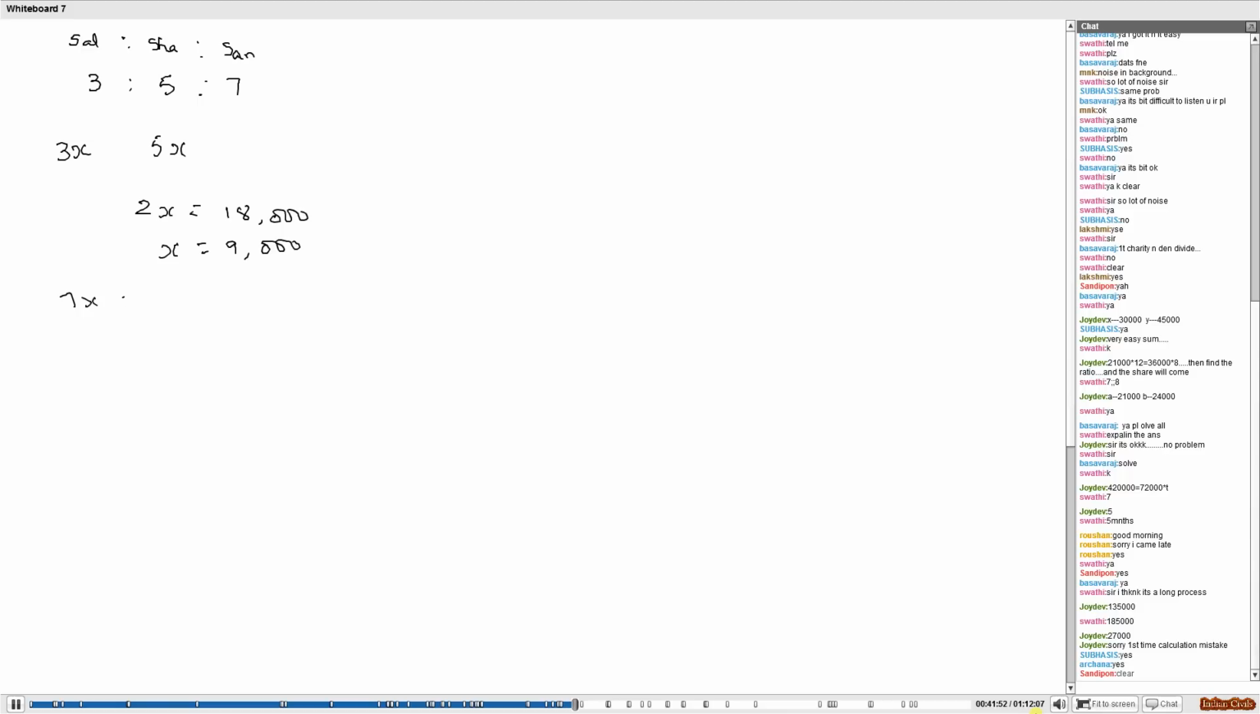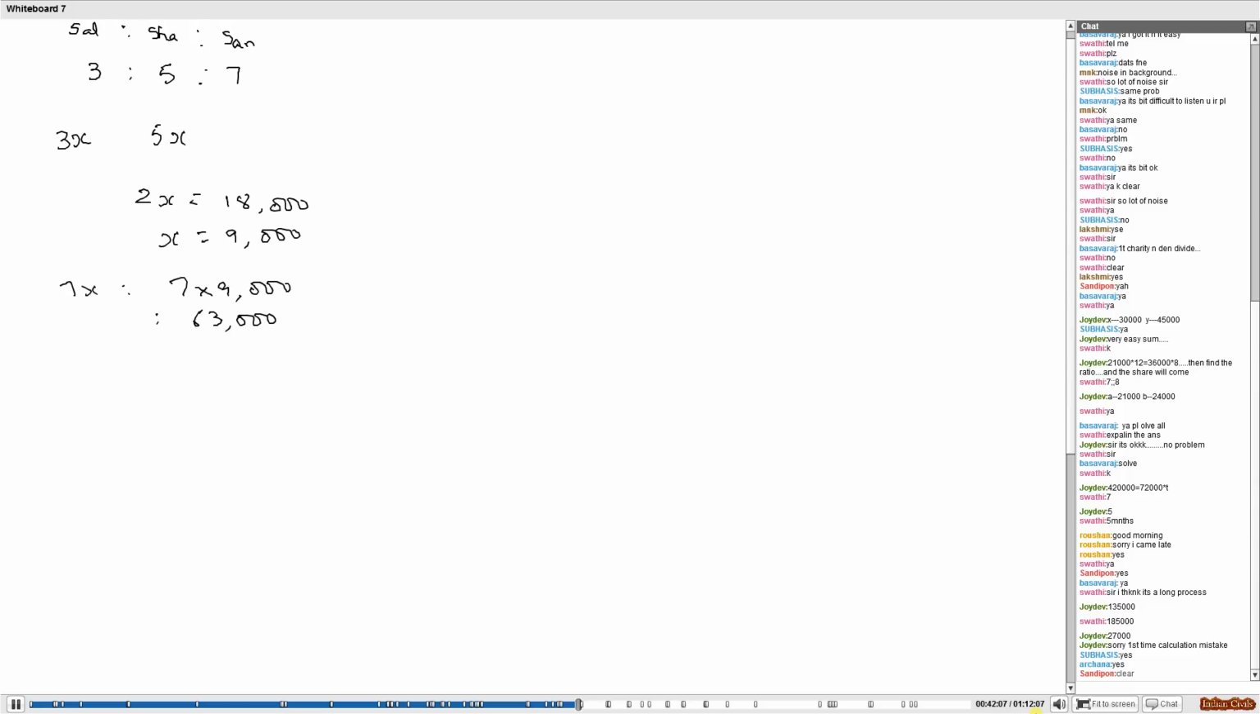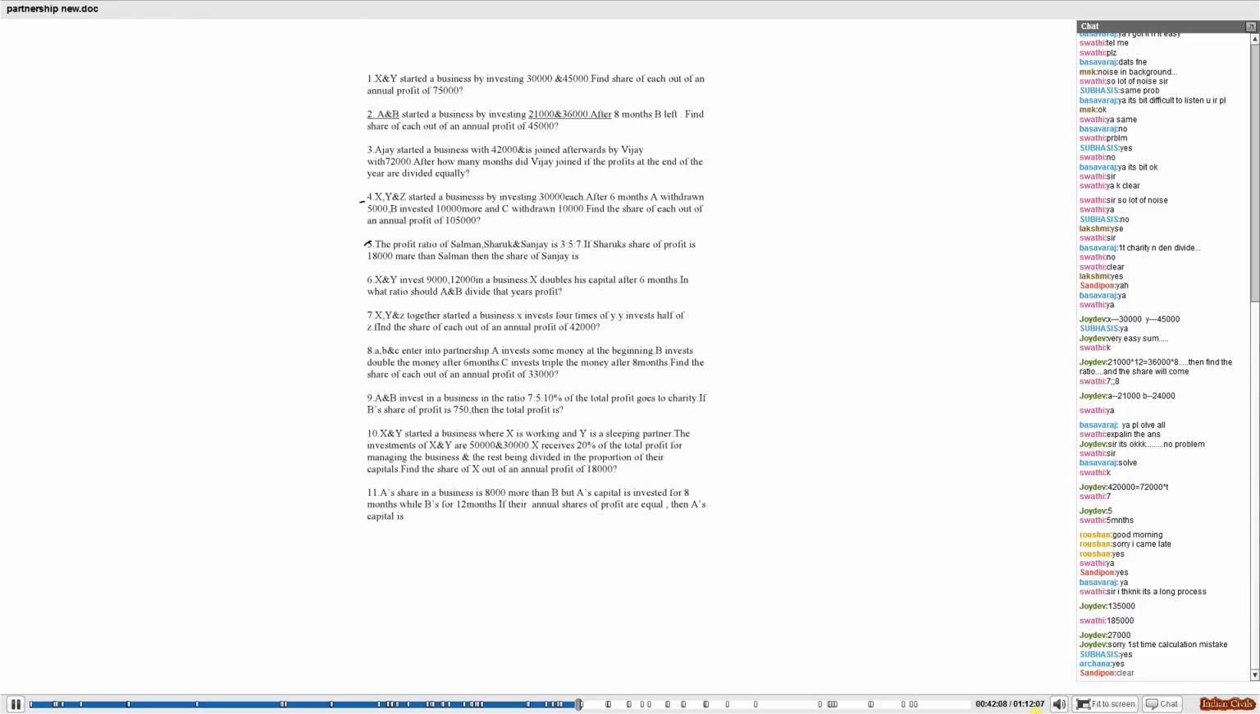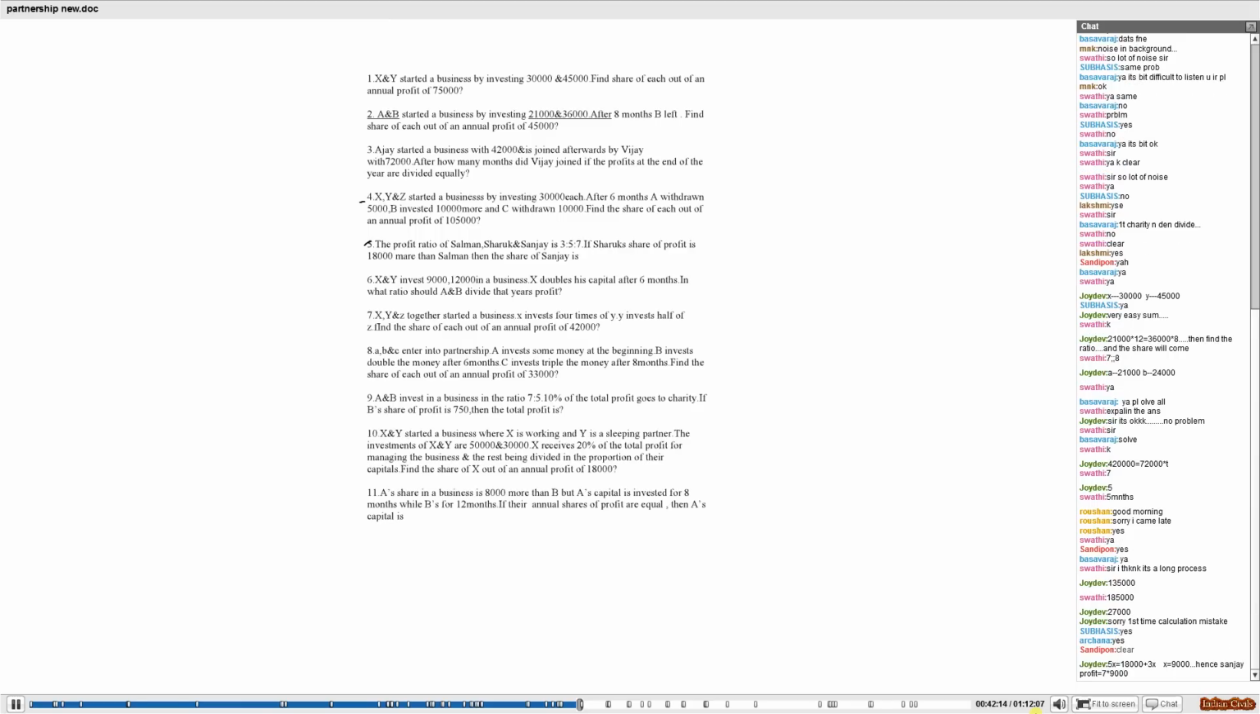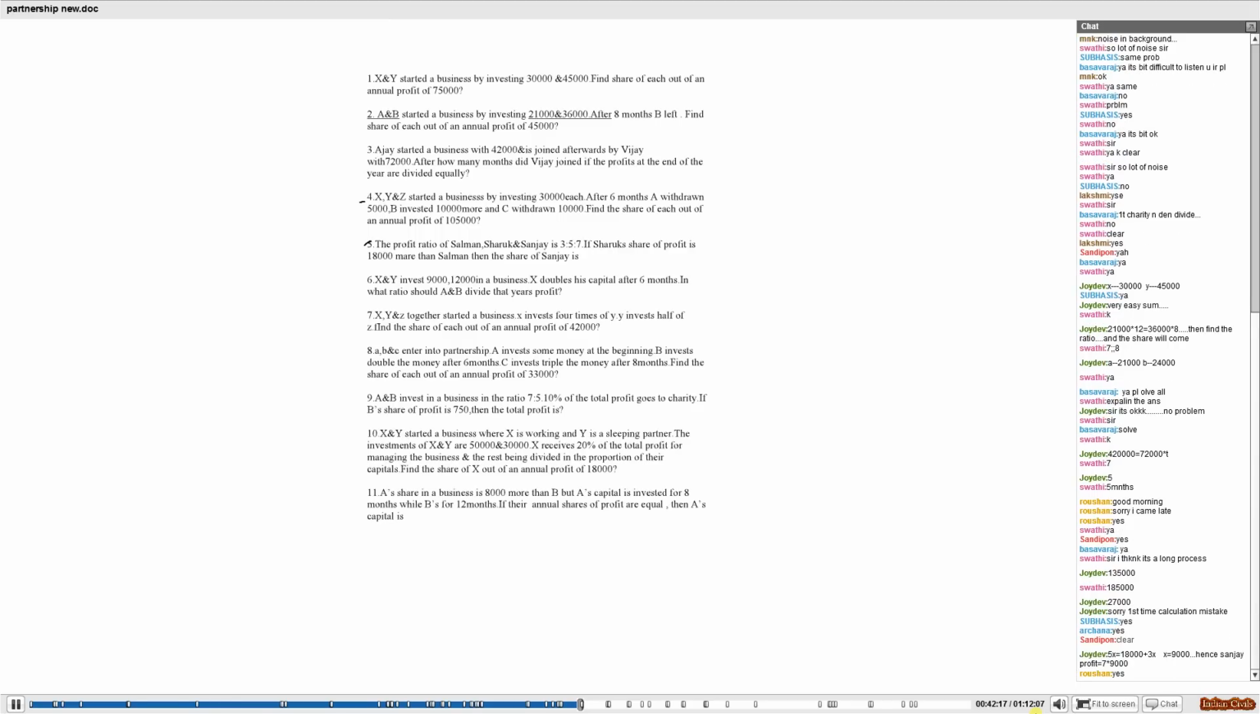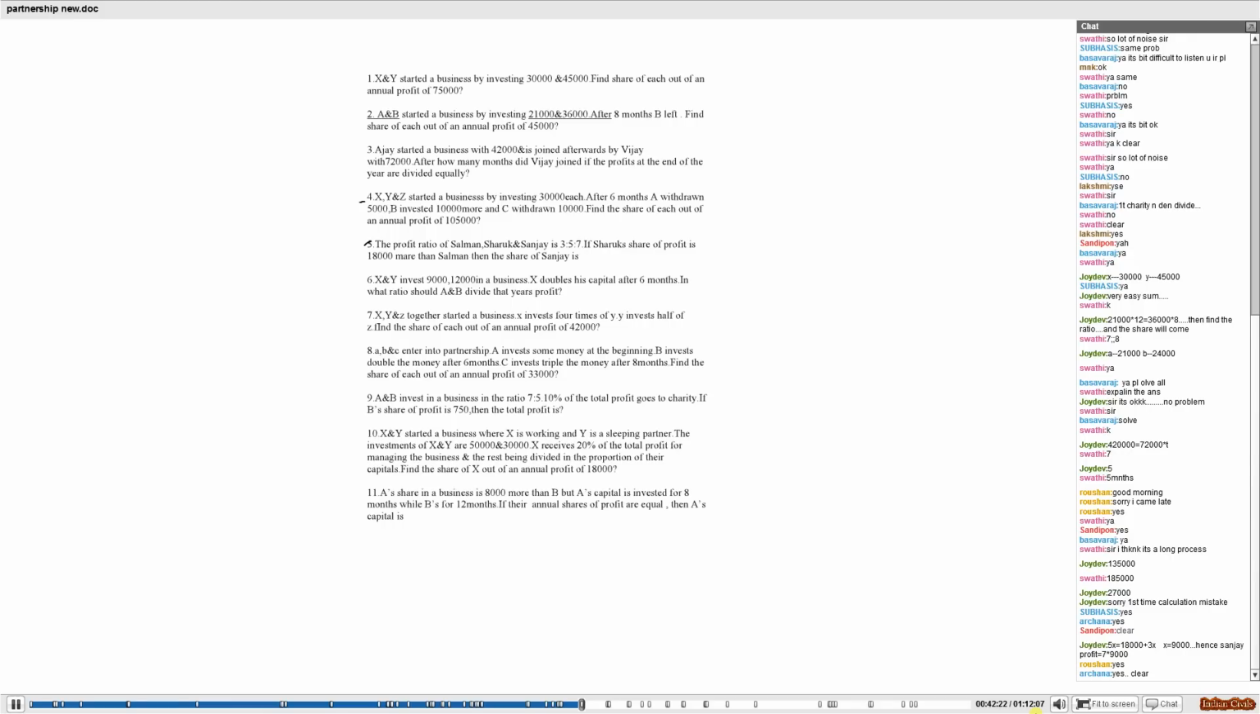So what is the share of Sanjay? Sanjay got 7x, 7 into 9,000. 63,000 is the profit of Sanjay. Clear? 3 is to 5 is to 7. Shahrukh's share of profit is 18,000 rupees more than Salman. Sanjay will be 7 into 9,000. It is also right, 18,000 plus 3x. That you can solve. Now we'll move to the next question, that is the sixth one.